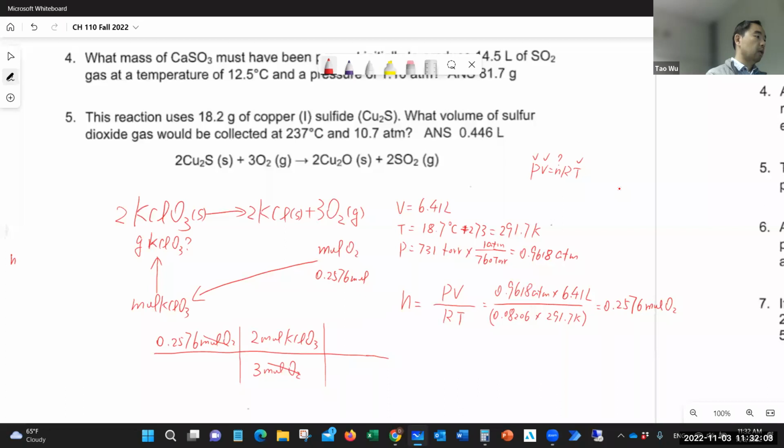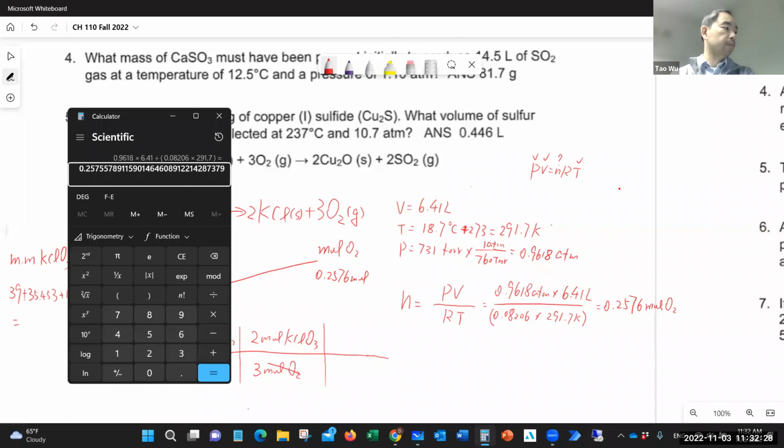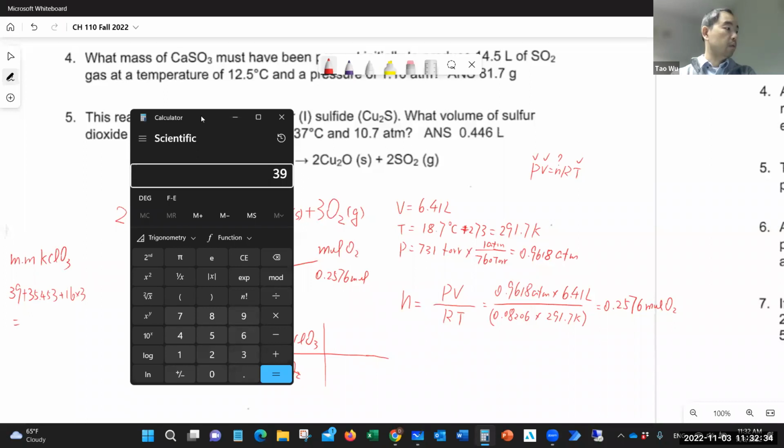So let's figure out what is the molar mass of the potassium chlorate. For the potassium, 39, plus chlorine, that's 35.453, plus oxygen 16 times 3. So the molar mass of the potassium chlorate is (39 plus 35.453 plus 16 times 3). Got 122.453.